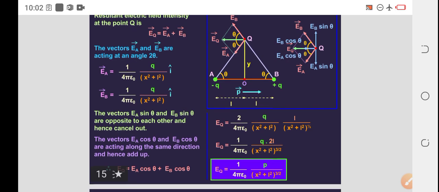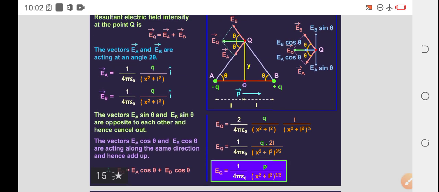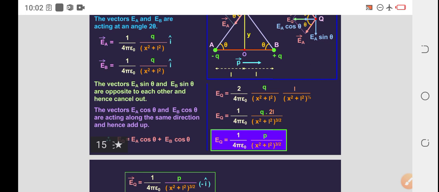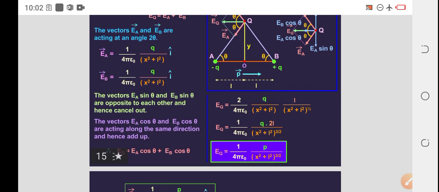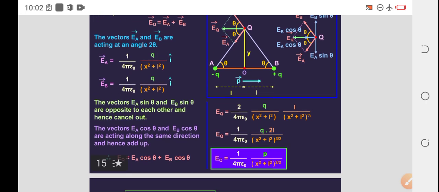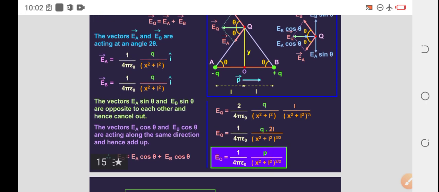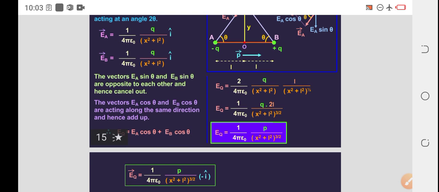Now, in the above figure, we consider EA and EB. So EA cos theta will be considered. The summation of EA cos theta plus EB cos theta will be 2 by 4 pi epsilon naught, q by (x square plus L square), into L by (x square plus L square) to the power 1 by 2. After simplification, E_Q equals 1 by 4 pi epsilon naught, q into 2L by (x square plus L square) to the power 3 by 2. We know that q into 2L is p. Therefore, E_Q equals 1 by 4 pi epsilon naught into p by (x square plus L square) to the power 3 by 2.